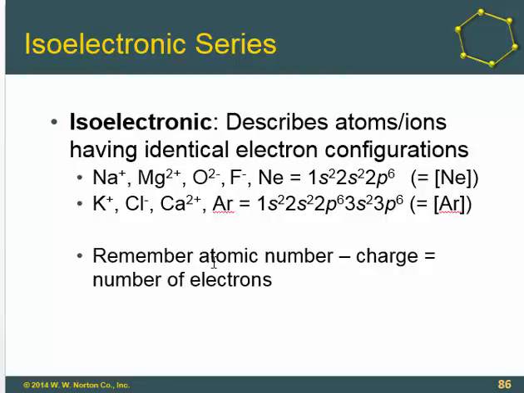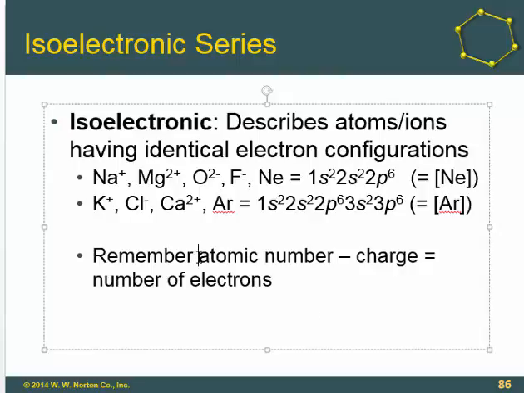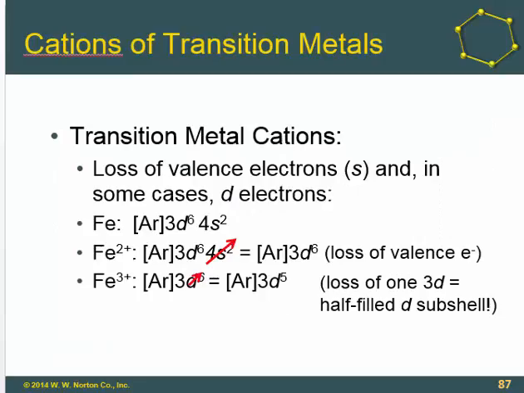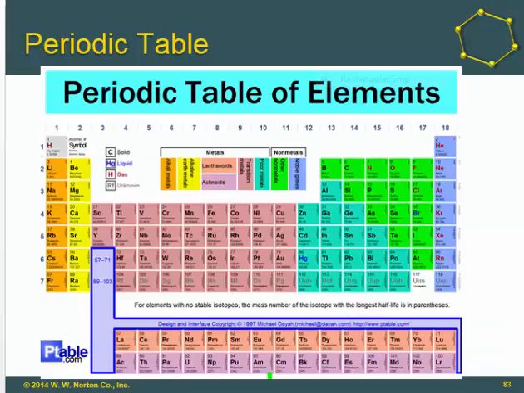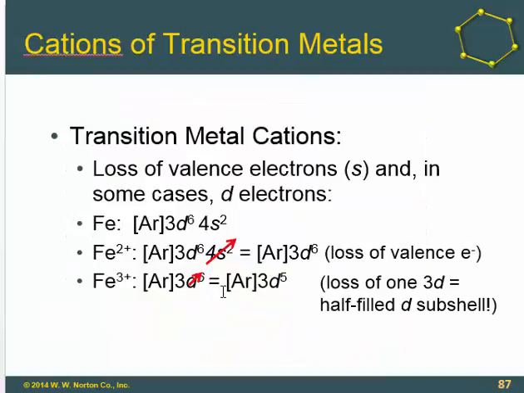Now, remember, to figure out how many electrons you have, you take the atomic number, which you find on the periodic table, that's the number of protons, and subtract the charge, and that will give you the number of electrons. Now, if we look at cations of transition metals, and remember, transition metals are right in here, they're filling up the d block. These tend to lose their 4s2 electrons first. So most transition metals have a +2 charge because those 2 electrons in the 4s subshell or the 5s or the 6s subshell tend to be lost first.